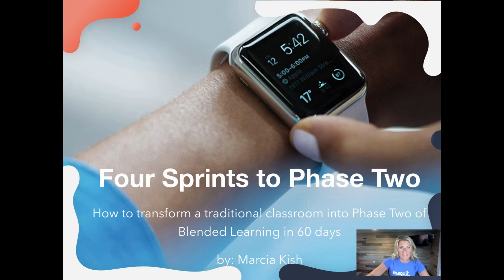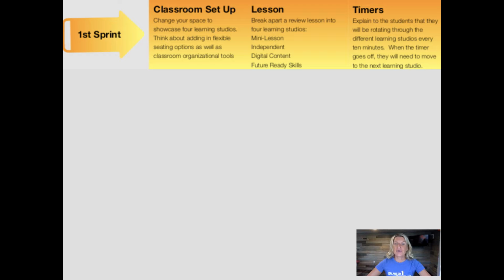All right, in this first video, we're going to be talking about the very first sprint. So let's get started. The 4 sprints to Phase 2, how to transform a traditional classroom to Phase 2 in 60 days. So when we're talking about these sprints, we're talking about those intervals of time. You could do it in 1 week, 2 weeks, or 3 weeks of interval of time, depending on how ready you are to move and how ready your students are. In each sprint, I'm going to focus in on 3 areas to keep motivating you to keep working.